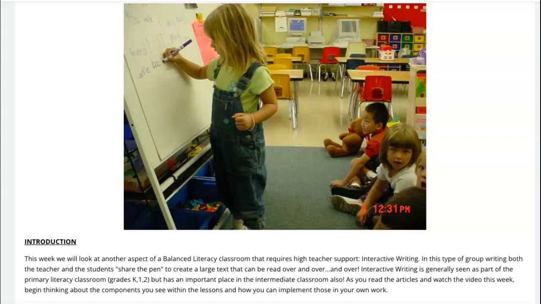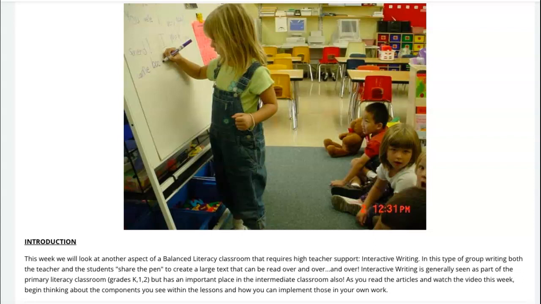Interactive writing is one of the 4 instructional contexts for writing. It requires high teacher support. In this type of group writing, both the teacher and the students share the pen to create a large text that can be read over and over and over.